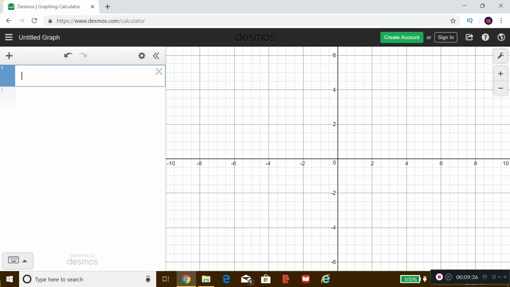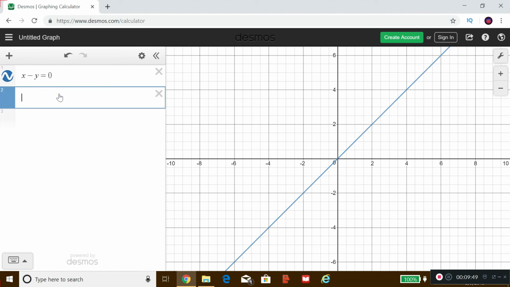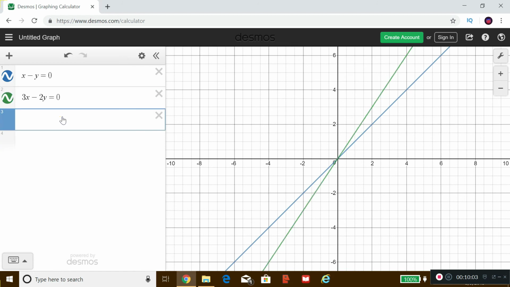And now we have to look at it relative to y equals x. In this form, it's going to be x minus y equals 0. So if we have 3x minus 2y equals 0, let's just start with 0, and then we have 2x minus 3y equals 0. These will always be reflections over this line.